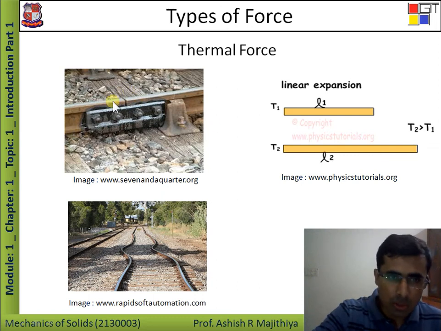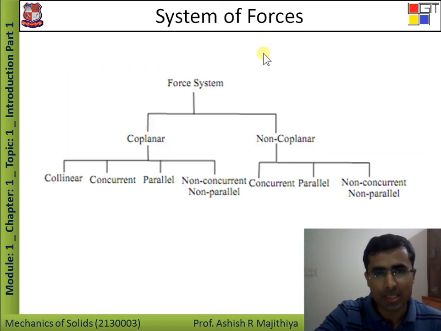We know from school times that a gap is always left between two rails of a railway track. If such a gap is not left, in summer time when these rails are heated, they will elongate, and if the gap is not there, such kinds of distortions occur. So to eliminate such distortion, an initial gap is always left between two rails. The whole concept is because of the thermal force induced inside the material.